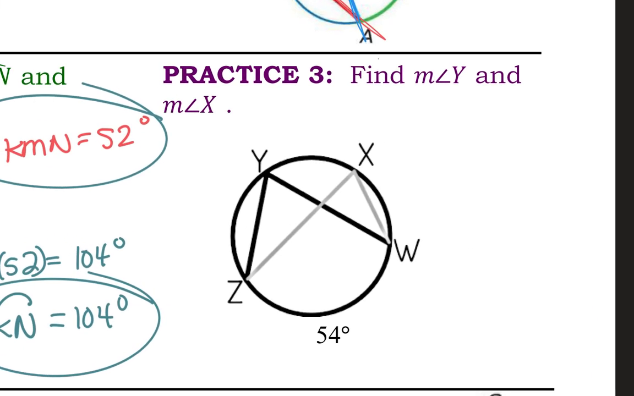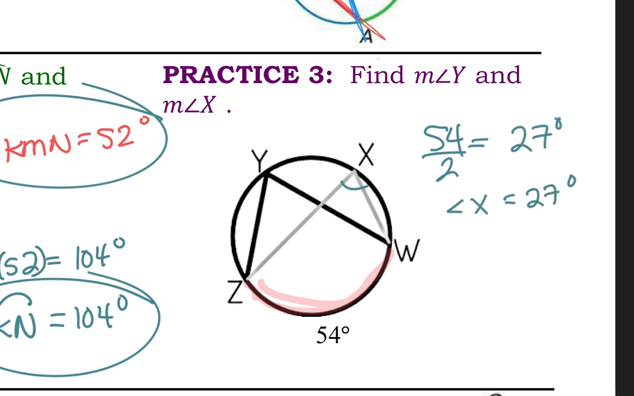All right, Davian, what do you think? What do you think I should do to this arc to find angle X? Divided by 2. So 54 divided by 2, what does that get us? What'd you get? 27? Okay, 27 degrees. And that was angle X, right?